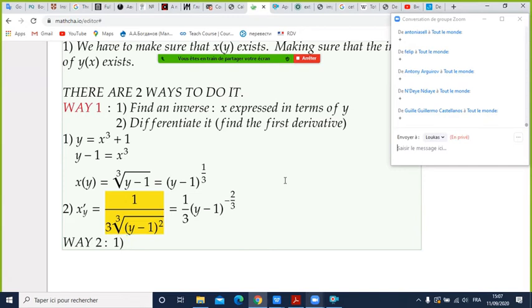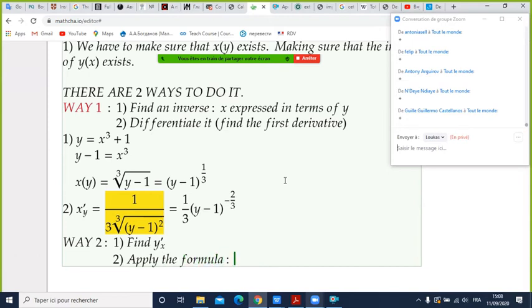Don't ask questions, just keep going. Use the inverse function rule. So, first, find y prime x. Second, apply the formula.